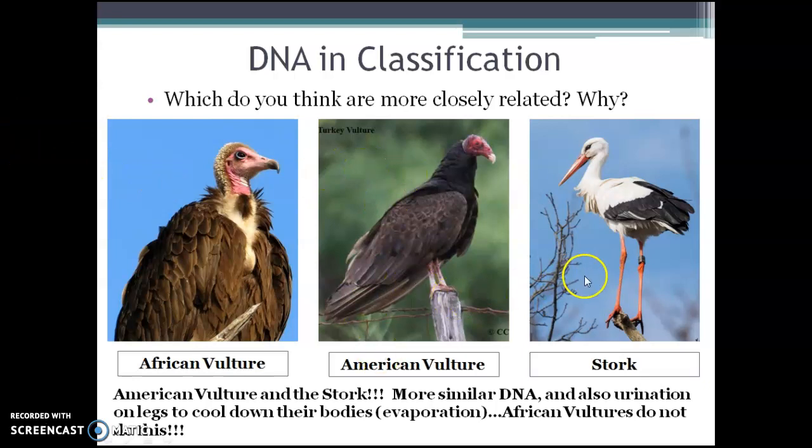But these have more similar DNA and also a unique feature, which many of you probably don't think about often: urinating on their legs to cool down their bodies. Okay, so the liquid evaporates from their legs, resulting in a cooling effect. African vultures do not do that. So they have a little more control, or I don't know what you would call that, modesty in terms of when and where they do that. Okay, so kind of an interesting thing.